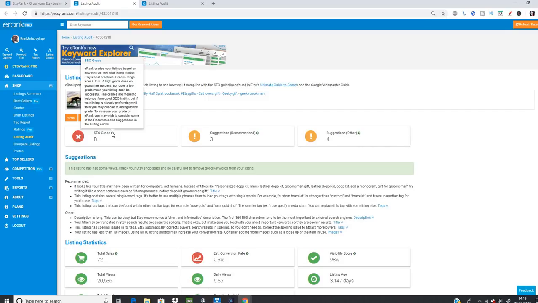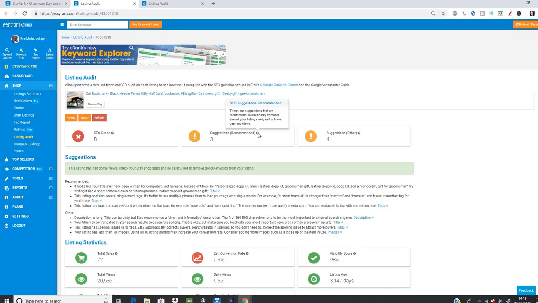To increase your grade on eRank, you may wish to consider some of the recommendation suggestions in the listing audit. And then suggestions recommended. These are suggestions that we recommend you seriously consider should your listing rarely sell or you have very low views. And suggestions other. These are SEO suggestions that may also help your listing but may not be applicable to all listings. So again, eRank is telling us don't change it if it's good.